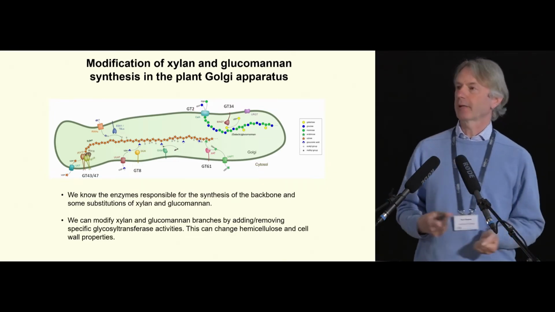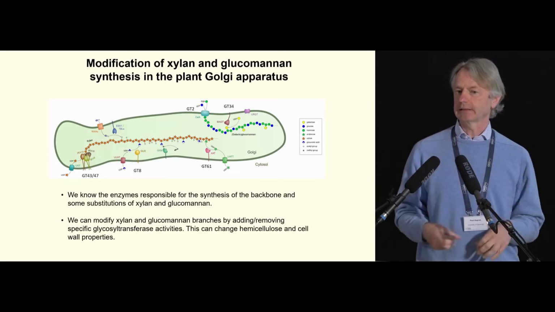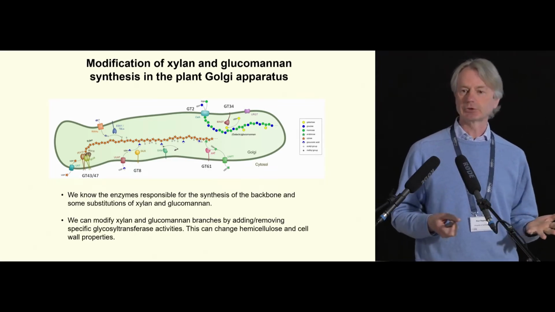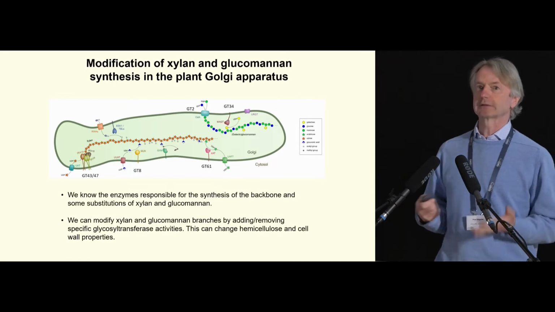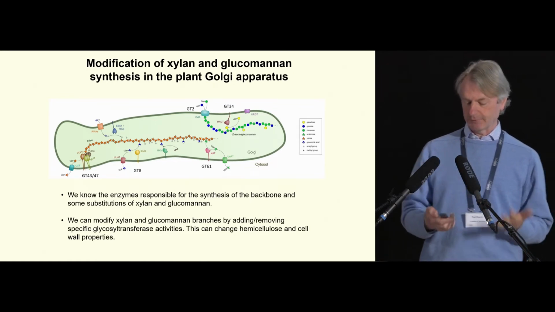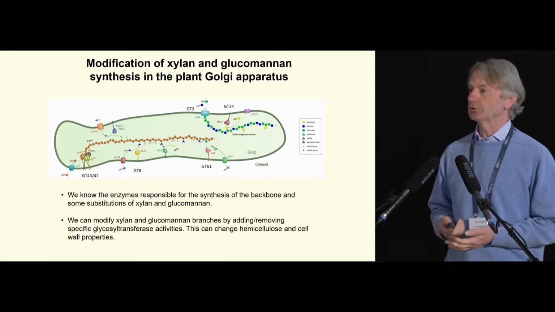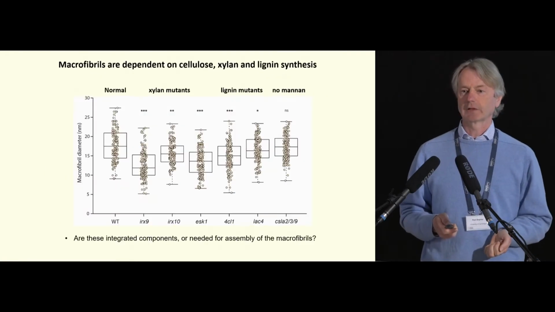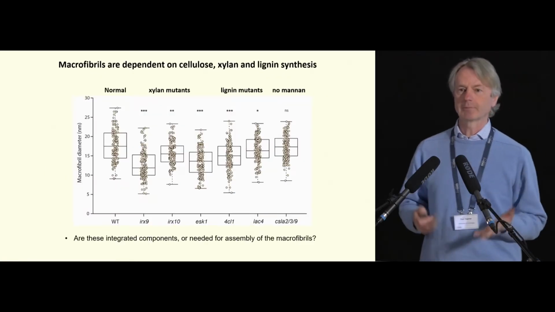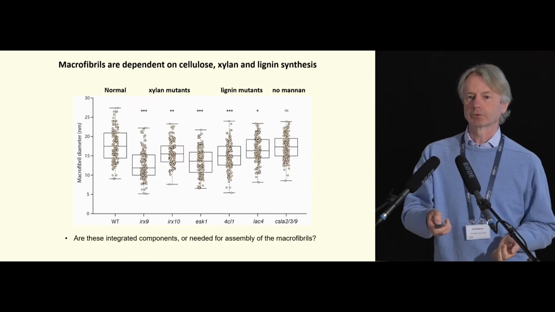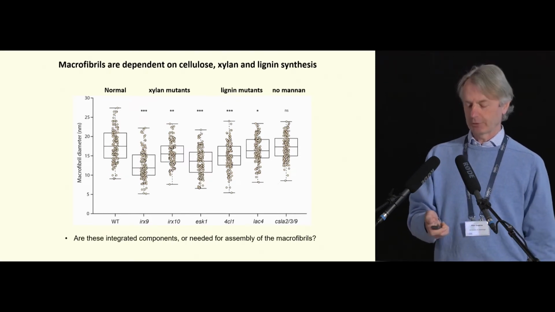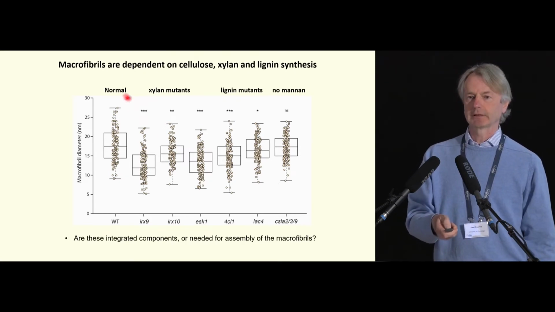We can manipulate the backbone synthesis, and we can manipulate the acetylation and the sugar substitutions. And we can see what this does to the properties of these hemicelluloses, and what it does to the assembly of the cell wall. So looking now back at these bundles of macrofibrils to see how they change when we change polymer hemicellulose synthesis.